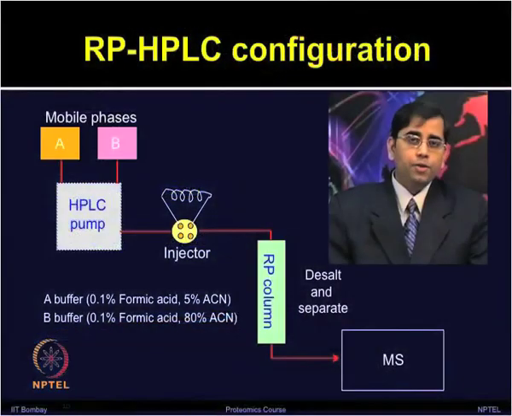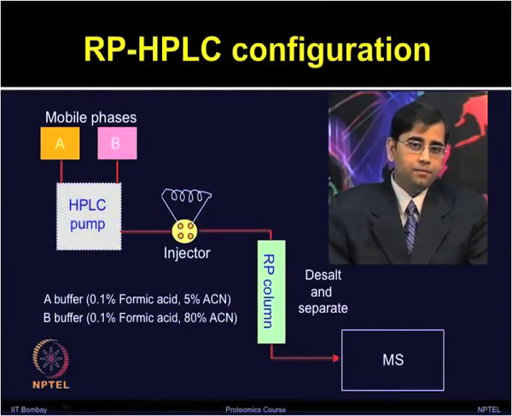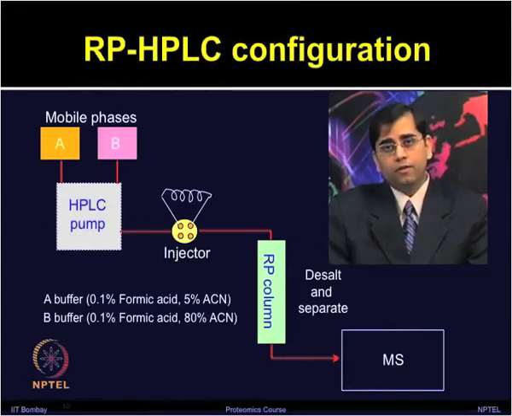In this slide, I have shown you the configuration for reverse phase HPLC. As you can see, there are two components in the mobile phase, A and B, linked with the HPLC pump. Buffer A can range from 0.1% formic acid to 5% acetonitrile, and B from 0.1% to 80% acetonitrile.